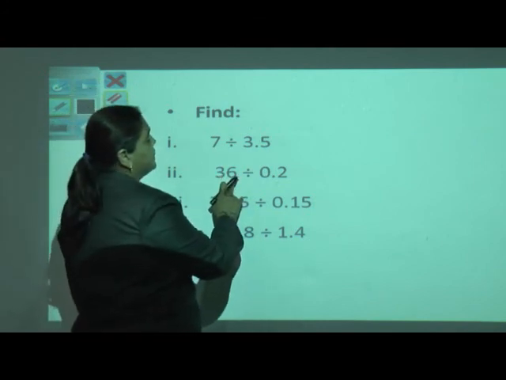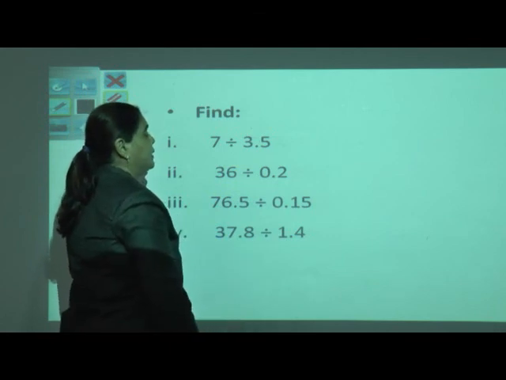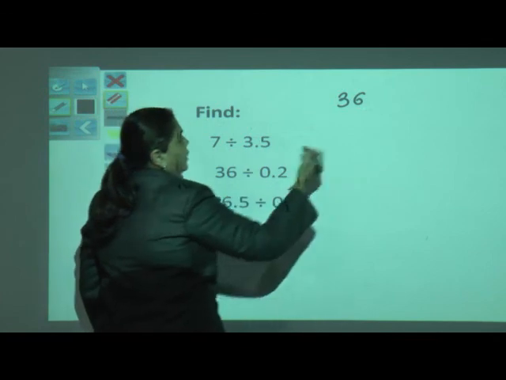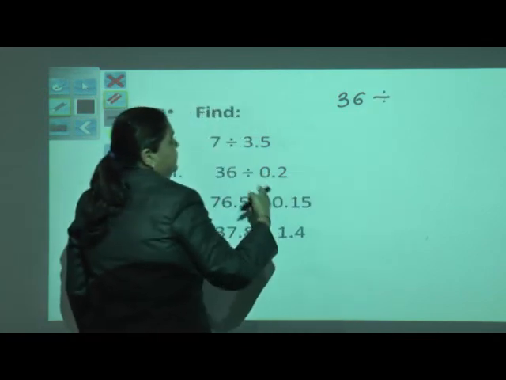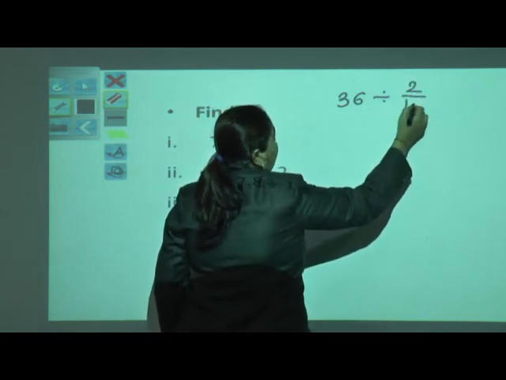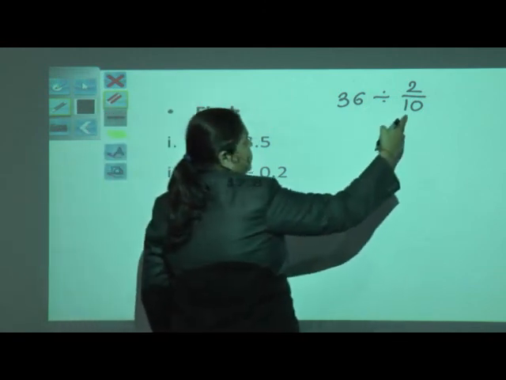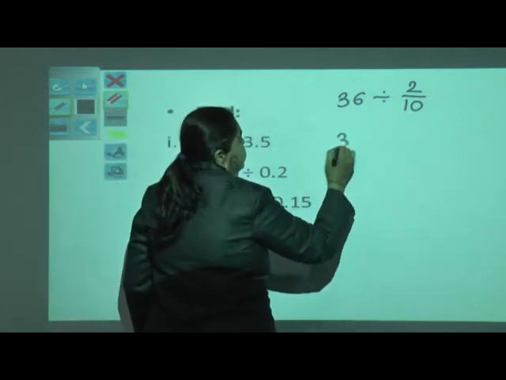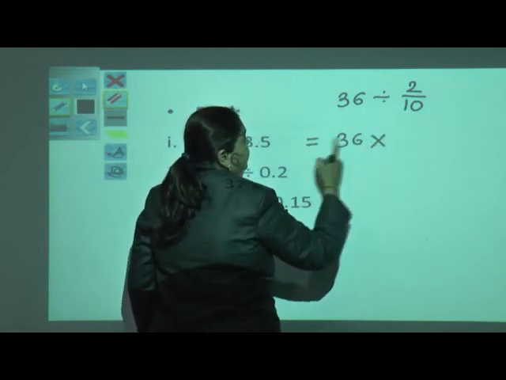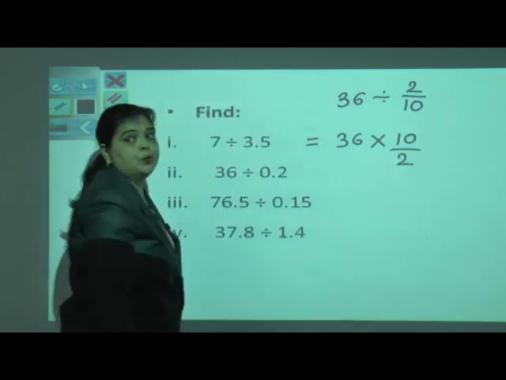Here we are having a 2 digit number, and 0.2 as a decimal. So what will be here? We will write 36 as it is, divided by this decimal, which can be written in the form of a fraction, that is 2 upon 10, because after the decimal I have one digit, so I write 10. Then the next step is multiplication, and the reciprocal of this will be 10 upon 2.